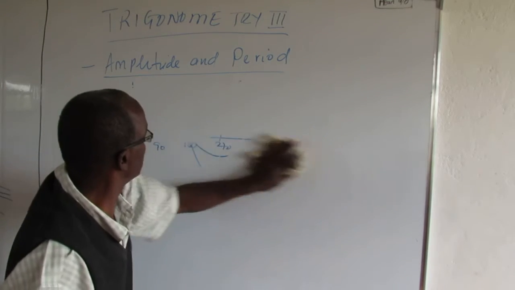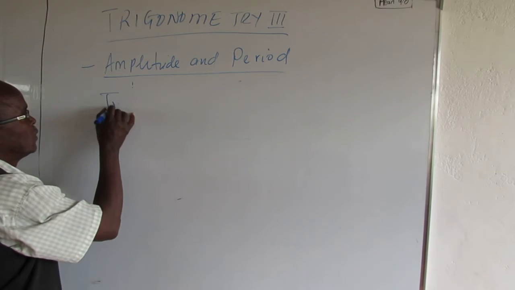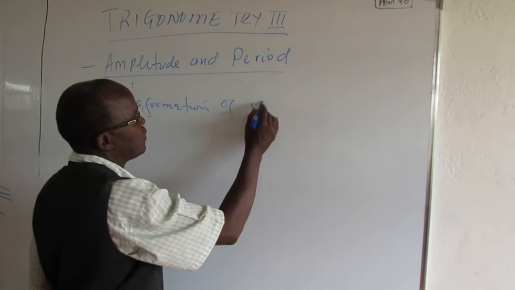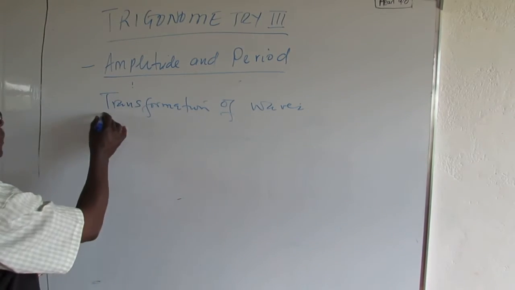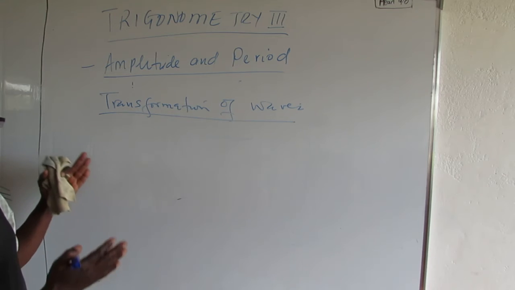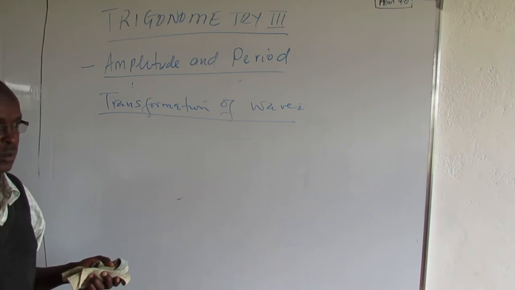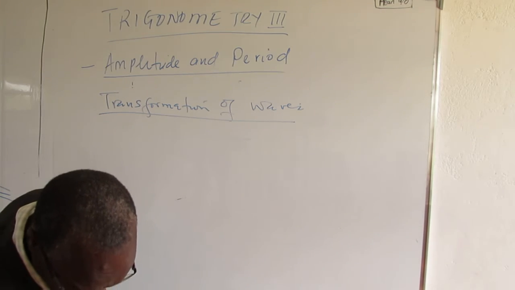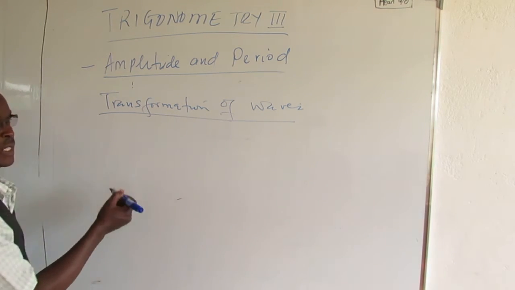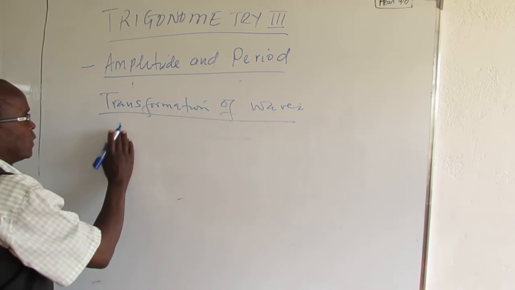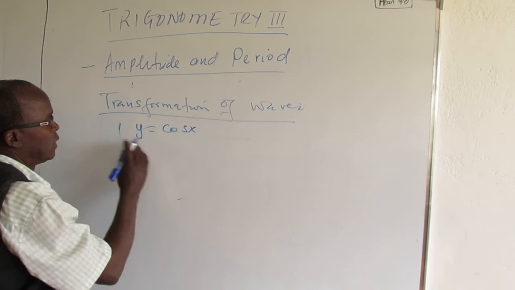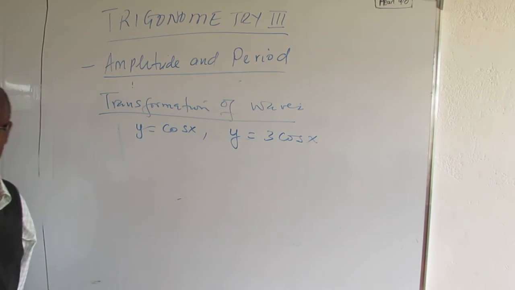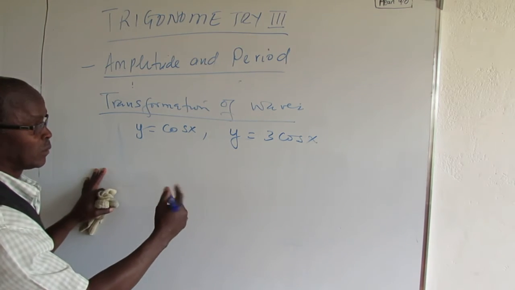So we can also move on and see what we call transformation of waves. When you want to get a wave, it can be the same wave but the amplitude is different. And if the periods are different, then you transform it into a different one. For example, if we want to get a different amplitude, this is the first one, cos x. Then we have y is equal to 3 cos x. It's already transforming the amplitude of that wave. We have transformed the amplitude.